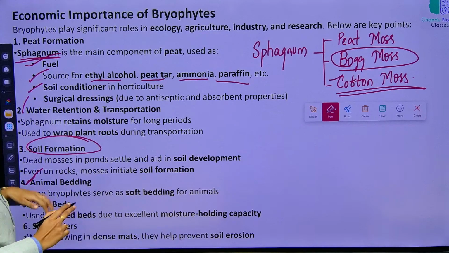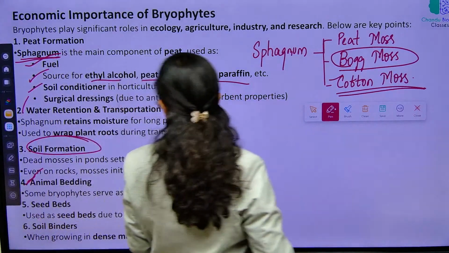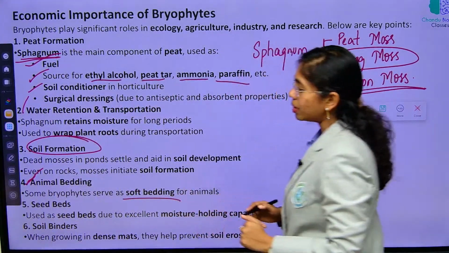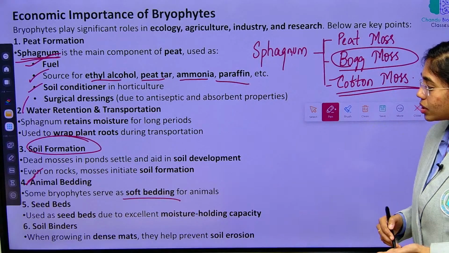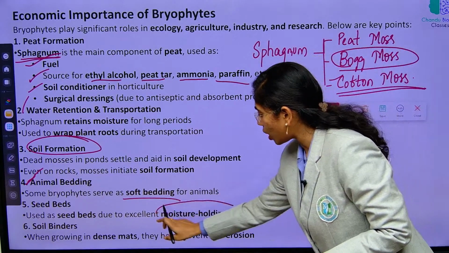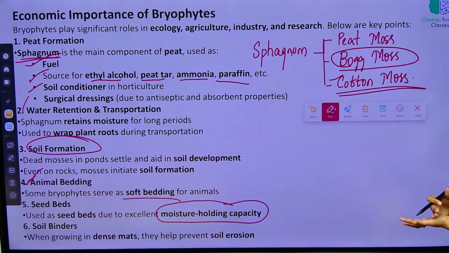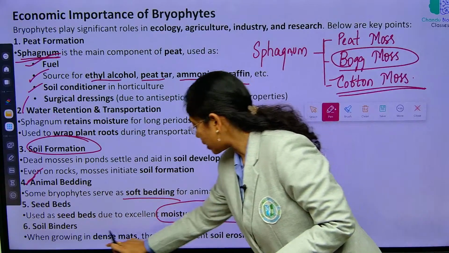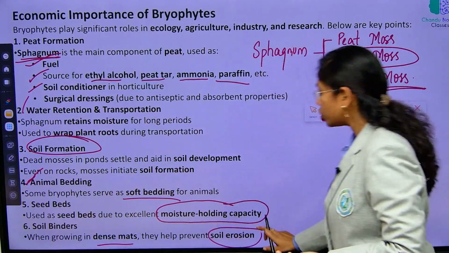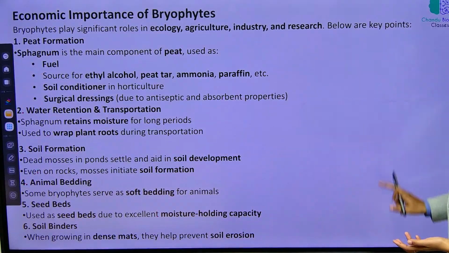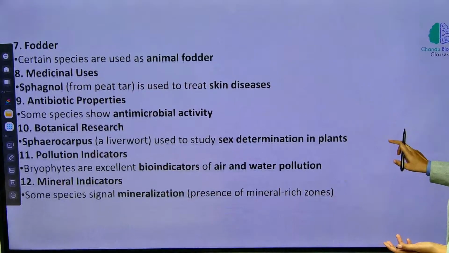Animal bedding: some bryophytes serve as soft bedding for animals. Seed beds: they are used as seed beds due to excellent moisture holding capacity, and they are good soil binders as well. They grow in dense mats that help to prevent soil erosion. Clear? These are the economic importance of bryophytes.